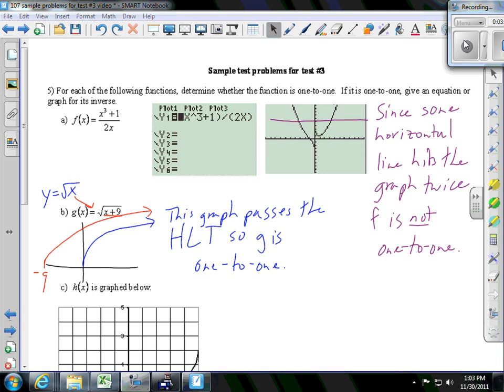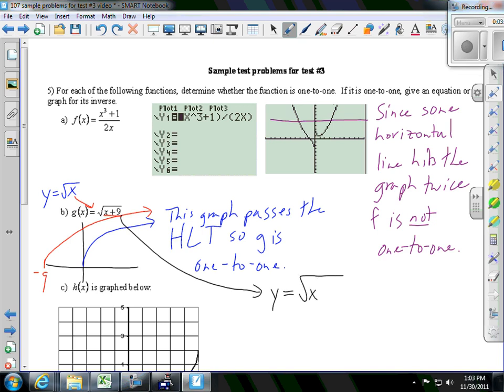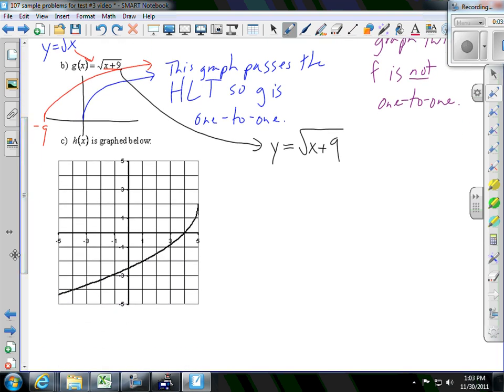All right, so the goal, now that we know that this function g of x is one-to-one, is to find a formula, an equation for its inverse. So this is that little process that we need to do. First thing I'll do is replace the g of x with a y. So we go y is equal to square root of x plus 9. Then we change all the y's to x's and all the x's to y's. And then solve for y.